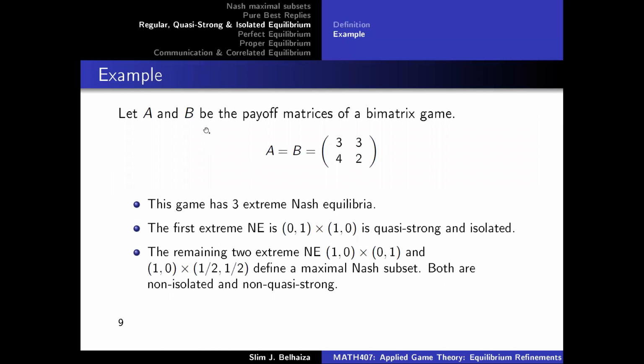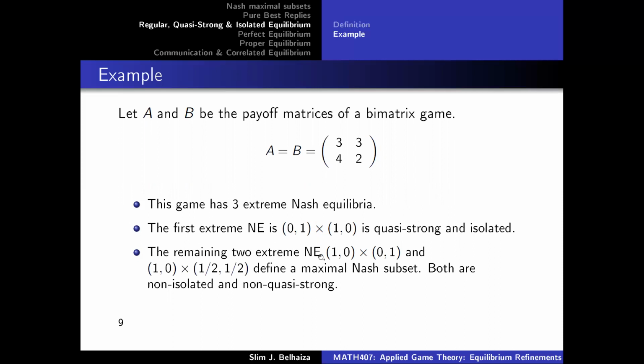Small example. Let A and B be the payoff matrices of a game, and if you use our XGame software, you see that this game has three extreme Nash equilibria. One of them, which is (0, 1), (1, 0), which means player 1 plays (0, 1) and player 2 plays (1, 0), is quasi-strong and isolated. This extreme Nash equilibrium is quasi-strong and isolated. It's easy to show. I invite you to do it.